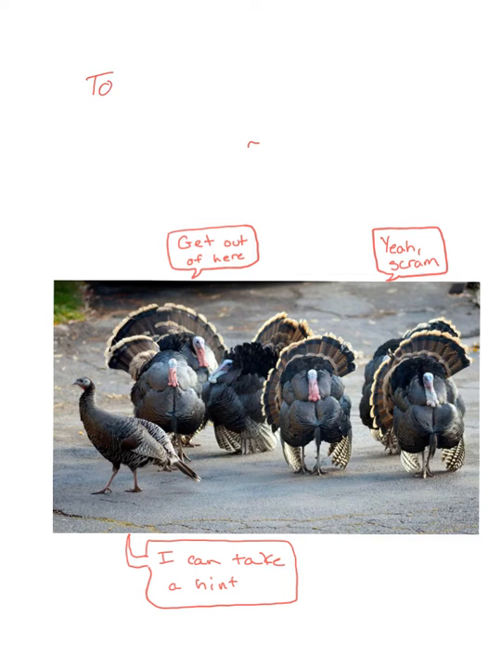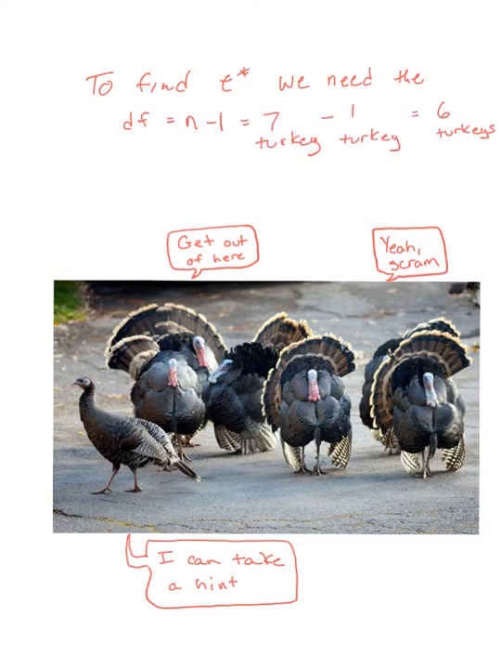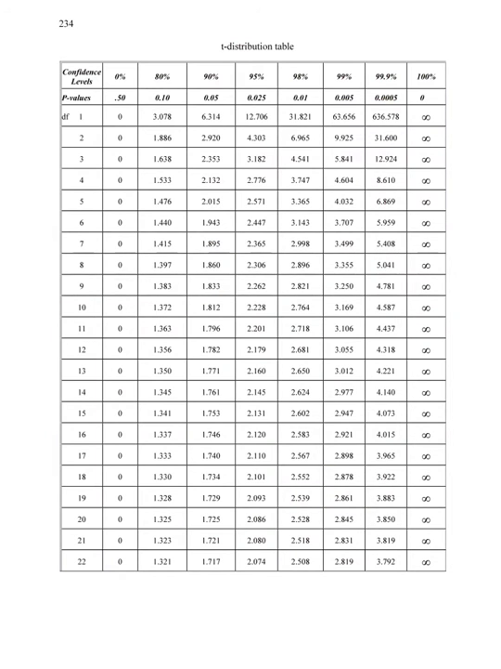To find t star, we need the degrees of freedom, which is n minus 1, which equals 7 minus 1, which equals 6. So we find the degrees of freedom down the side, and we go to 6, and then we go across to 95%. And that tells us that t star is 2.447.